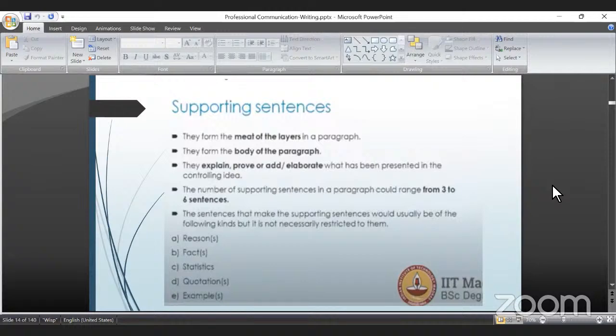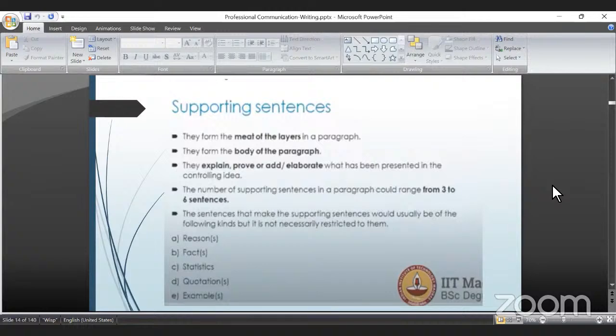What kind of sentences can become supporting sentences? Sentences that explain, or sentences that prove or add to the claim that has been made in the topic sentence, or elaborate on the claim that has been made in the topic sentence. So what all do you have? Explain, prove, add, or elaborate. Any claim that is made in the topic sentence then becomes the task of your supporting sentences, right? So any sentences of this nature will become the supporting sentences in your paragraph, right?